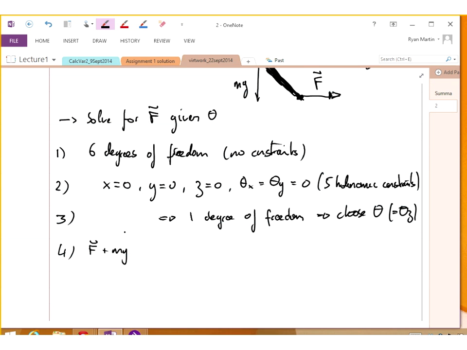Hey, yeah. Does that mean that the rod pivots out towards us in the z direction?